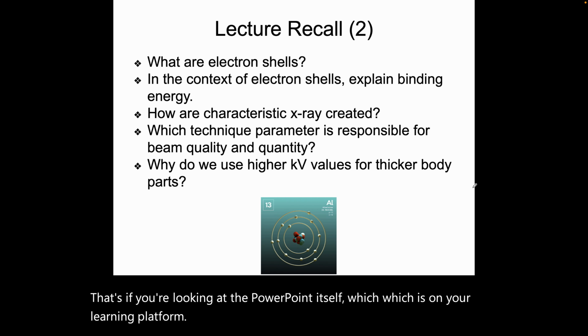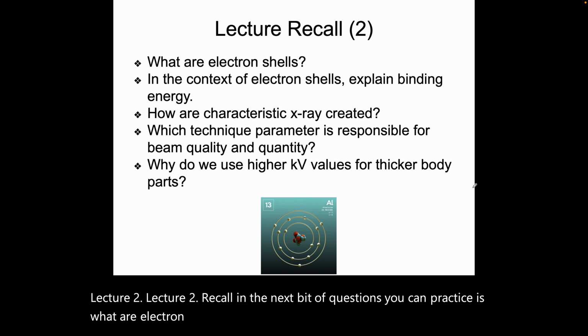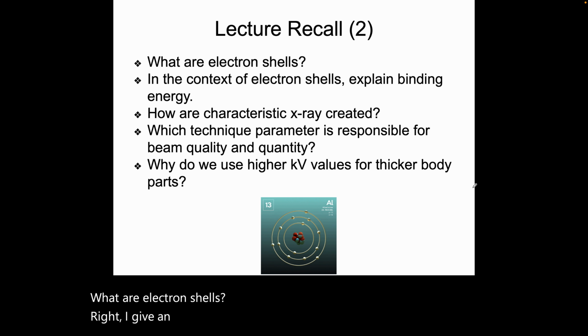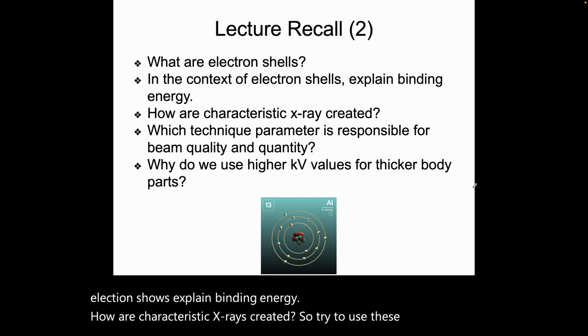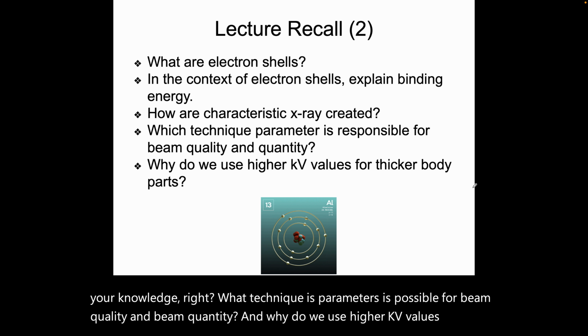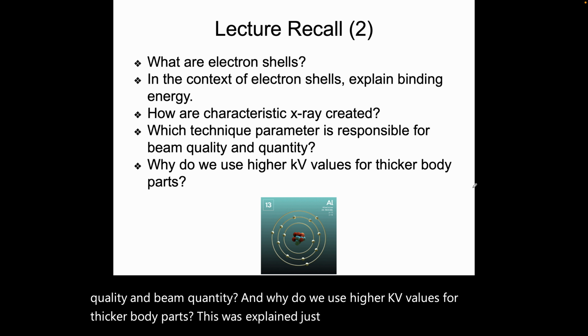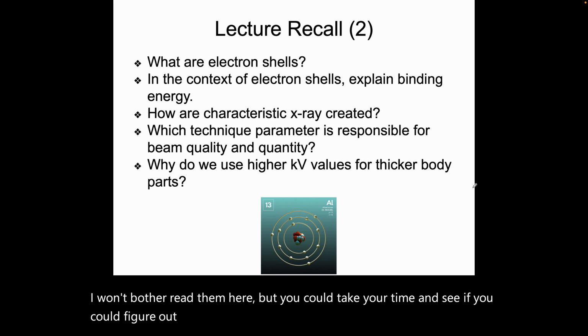Lecture two recall, and the next bit of questions you can practice is, what are electron shells? I gave an example there with your family. In the context of electron shells, explain binding energy and how a characteristic X-ray is created. Try to use these questions to test your knowledge. Which technique parameter is responsible for beam quality and beam quantity, and why do we use higher kV values for thicker body parts? This was explained just prior, but the answers are in the notes section of the PowerPoint. I won't read them here, but you could take your time and see if you could figure out what these answers are.